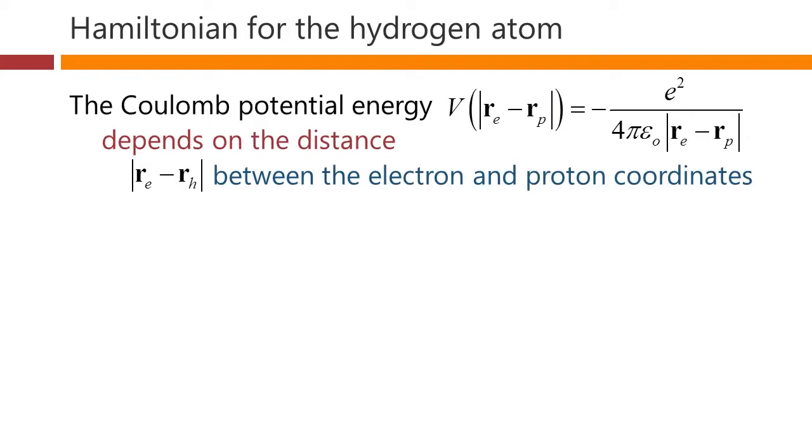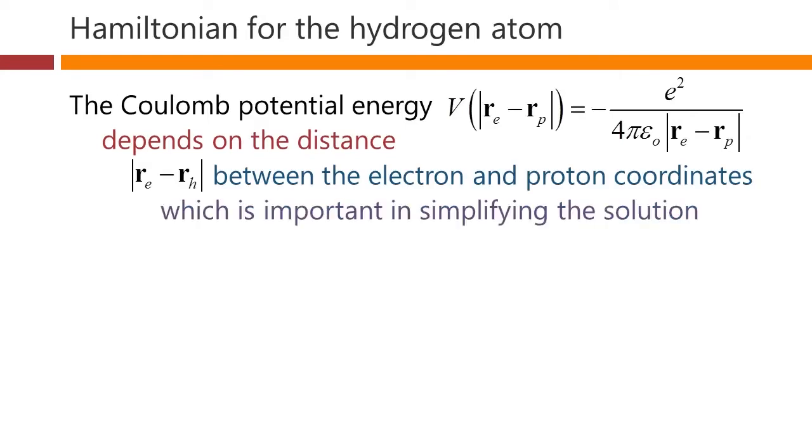As we said, this depends on the distance between the electron and the proton coordinates, and that is important in simplifying the solution, that it's only dependent on the distance between them and not on the absolute position of either the electron or the proton. Note it's only the separation between these two vectors that matters, not the absolute position vectors of either of them.